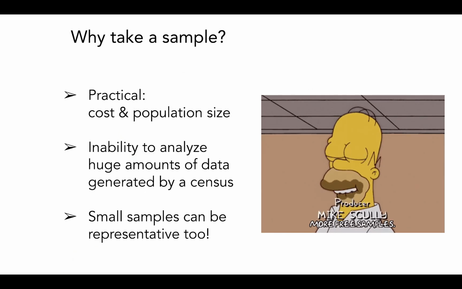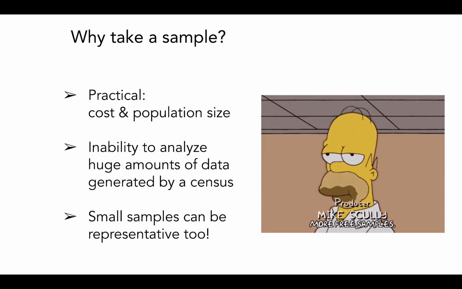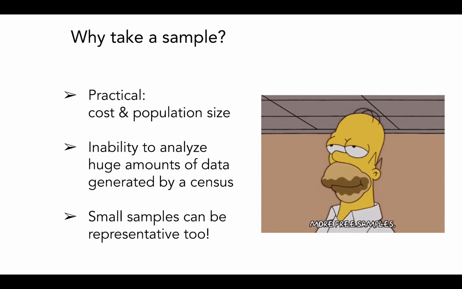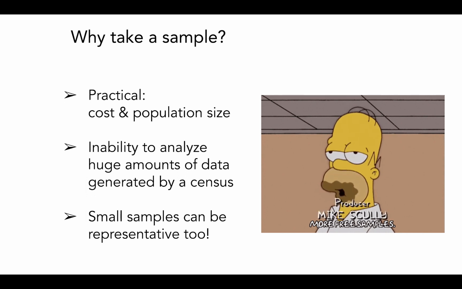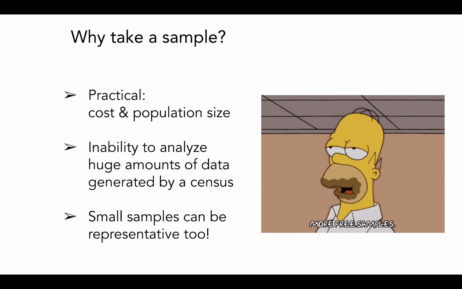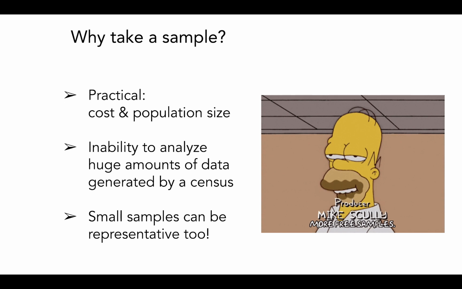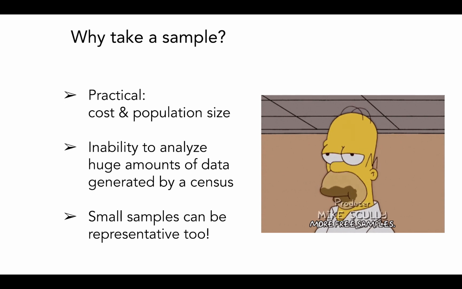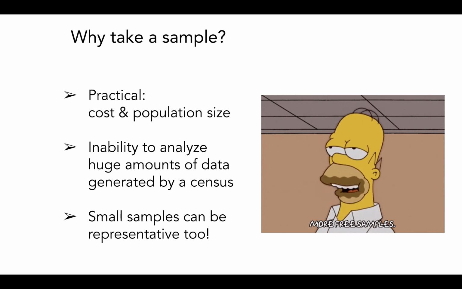Now you might wonder, okay, we've been spending the past couple minutes talking about errors. Why do we even take a sample if errors are so prevalent in research? So that's first of all because of practical considerations. We take samples because of the cost and population size. It's nearly impossible to do research among the whole population, and even if we would, it would be very costly. So that's why we take a sample.